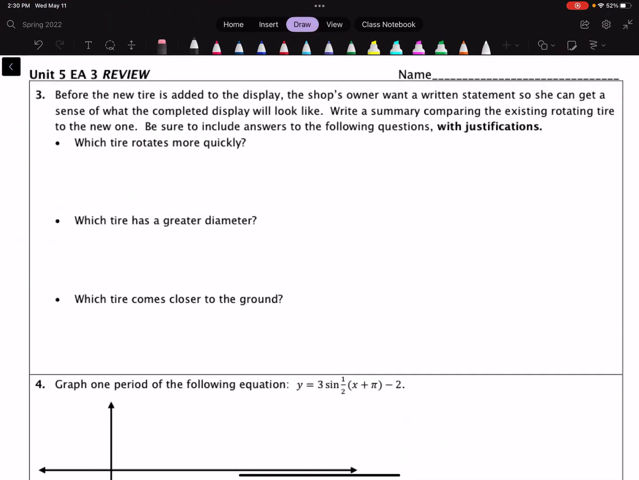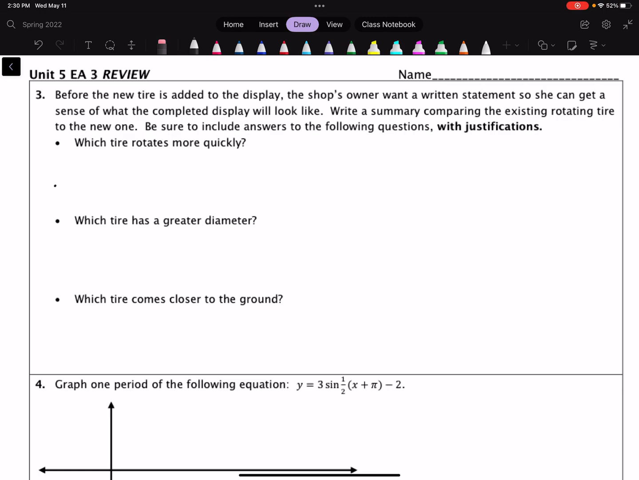So number 3 is our last question that deals with Totally Tires and their sign and their design. Number 3 says, before the new tire is added, the shop's owner wants a written statement so she can sense what the completed display will look like. So we will write a summary comparing the old and the new tire in each. Right? So we want to know in our first question which tire rotates the fastest.